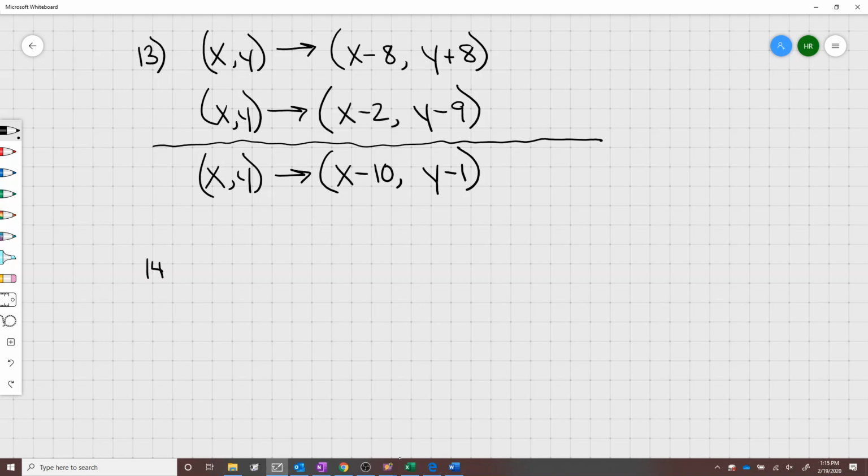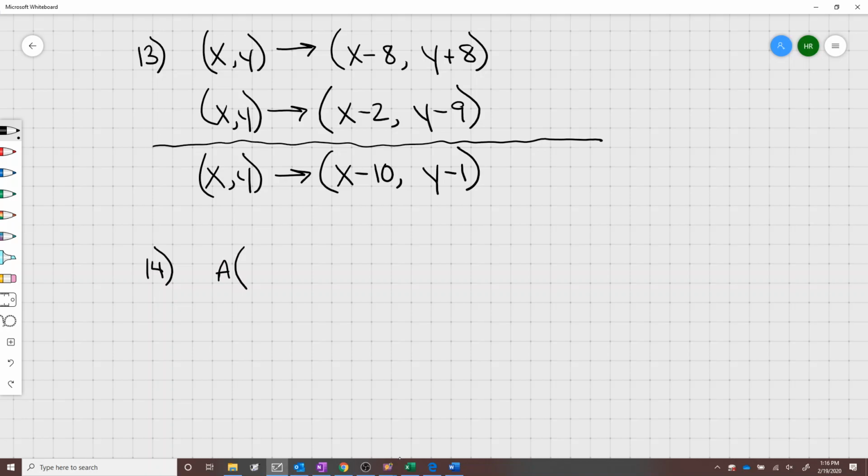In number 14, what image is the translation of ABC given by the rule? X minus 4 is left 4, y minus 4 is down 4. Agreed? So here's your points.